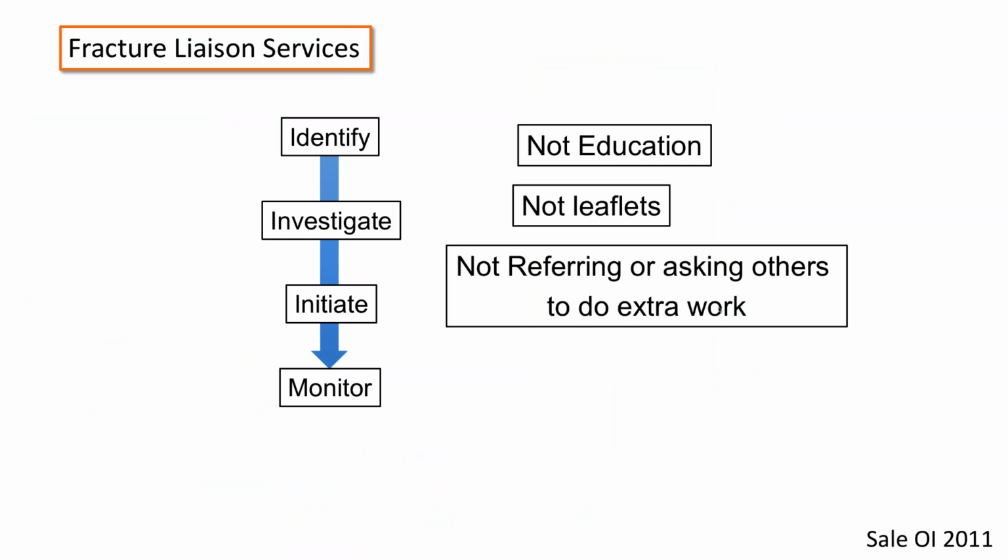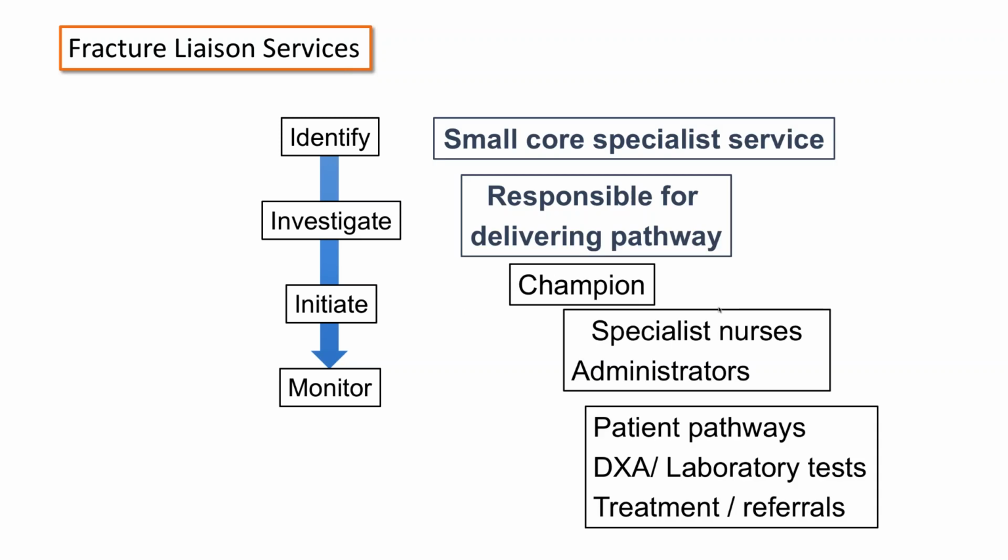It's not education, it's not leaflets, and it's probably not referring or asking others to do extra work. Most healthcare systems that I've worked with are already at capacity, and relying on someone else to deliver part of this chain opens up fracture liaison services to becoming ineffective. So most FLSs that are now being developed are a small core specialist service, and it's been a real shift from coordination to actually delivering the pathway.